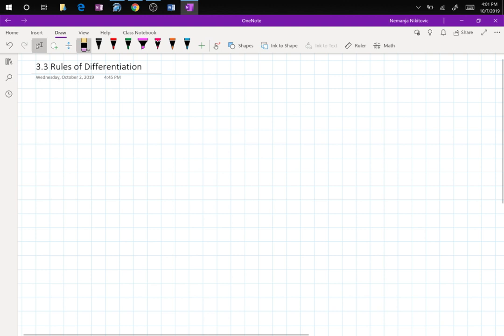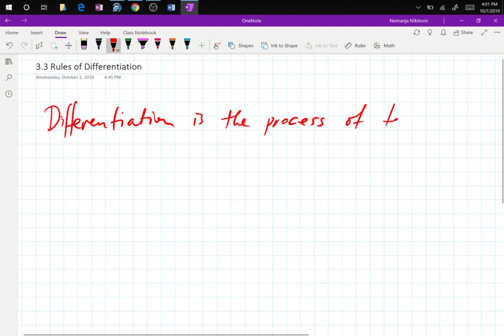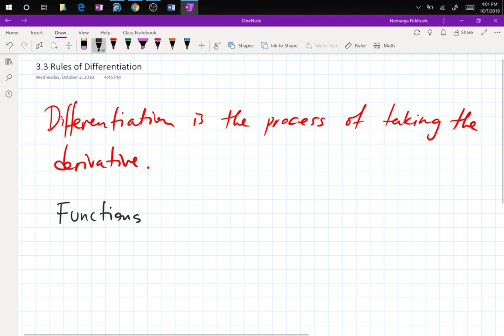First off, the word differentiation is the process of taking the derivative. Now, that necessarily means you are changing the function. So, I'll write this down. Functions change numbers.